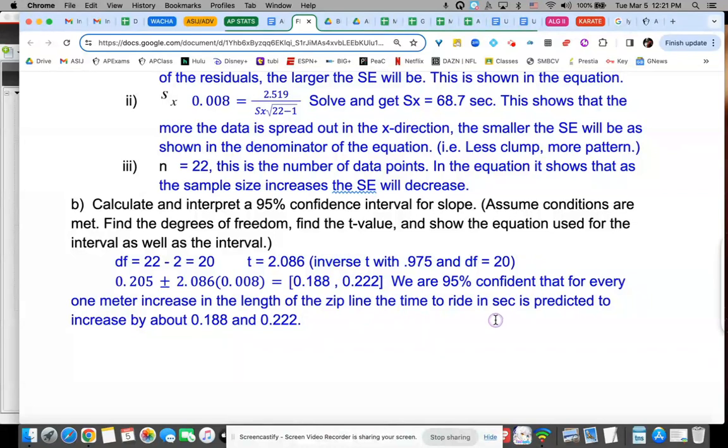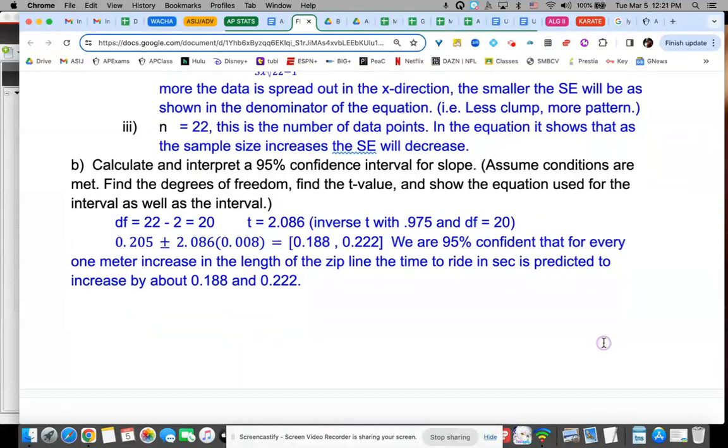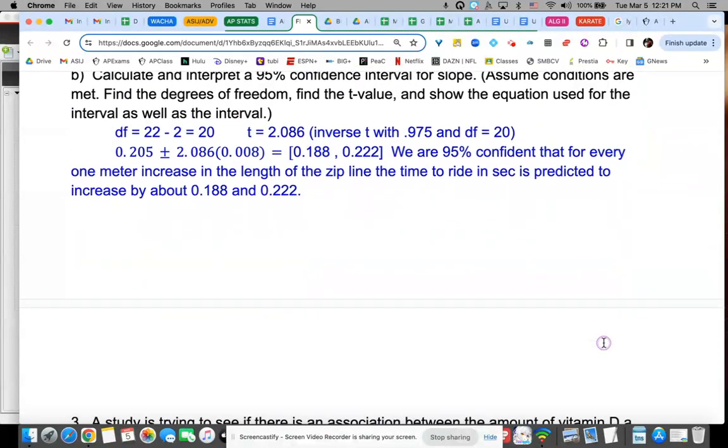There we go. So I got the whole idea of what a slope is, right? For every one in the x direction, and then the increase in the y direction, and the units are all in there. That's the right way to say that.